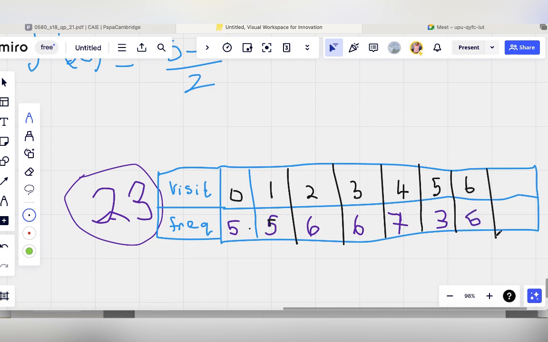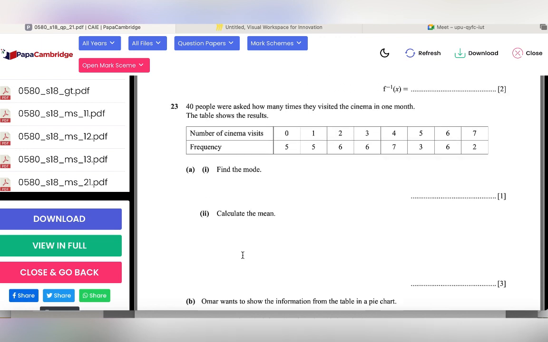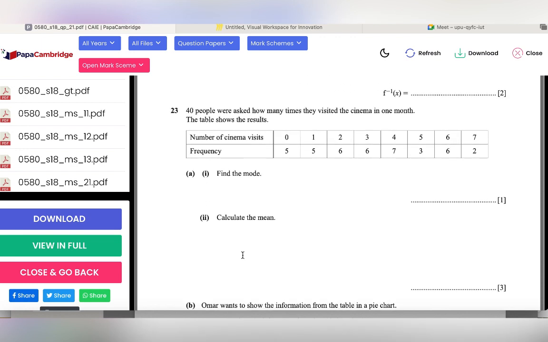The next one is 7, 2. Okay, so this is what we have. Now let's see what the question says we should do. The question says find the mode. The mode is the one with the highest frequency, right? The one with the highest frequency is what? You can see the highest frequency is 7. So 4 is the mode.